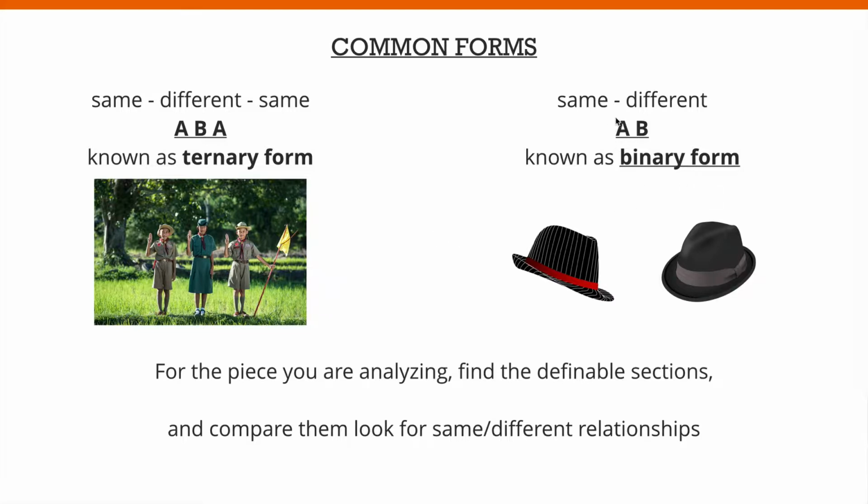It just means you have a real obvious A section where things are cohesive together in that section, and a different enough section where you're thinking, that's not the same section, it doesn't really seem to be related. It goes well with it, but it doesn't have the same pieces and parts and sound very much like A. That's binary, an A and a B section. Again, for the piece you're analyzing, just find clearly definable sections and compare them and look for the same or different relationships. How do they compare to one another?